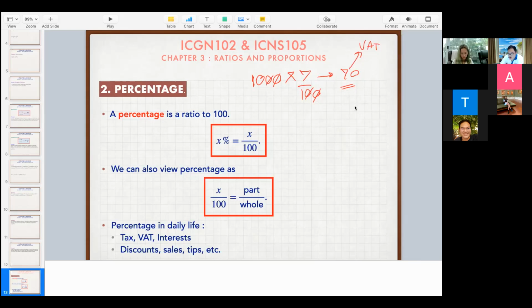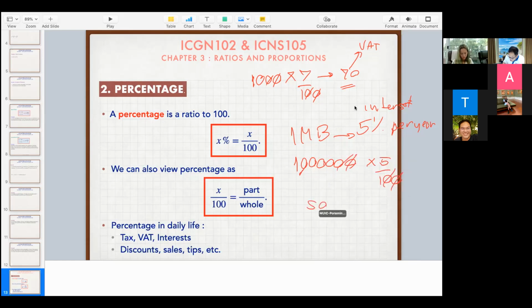The interest as well: when you save money in your bank account and they say that they give you 5% interest. For example, if I deposit 1 million baht, and the bank says that they will give us 5% per year, it means that in 1 year, you get 1 million times 5% per year. This is the interest, 50,000 baht per year.